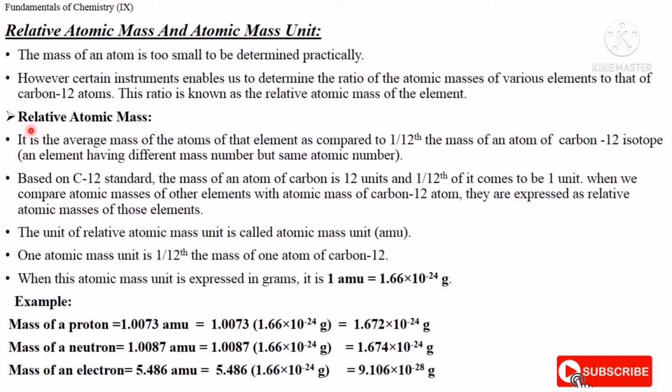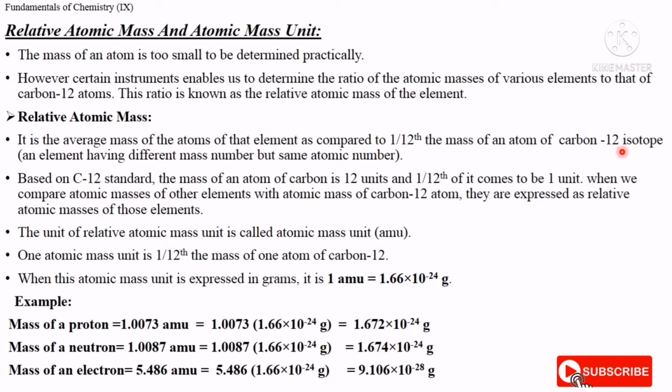What is the relative atomic mass? It is the average mass of the atoms of that element as compared to the 1/12th the mass of an atom of carbon 12 isotope. Again, listen please. Relative atomic mass is the average mass of the atoms of that element as compared to the 1/12th the mass of an atom of carbon 12 isotope.